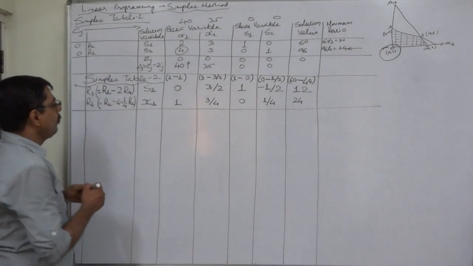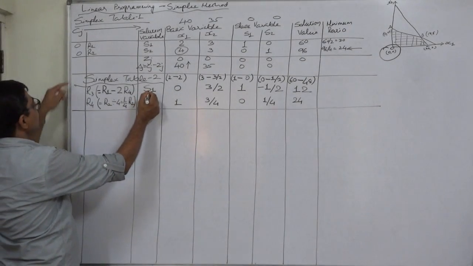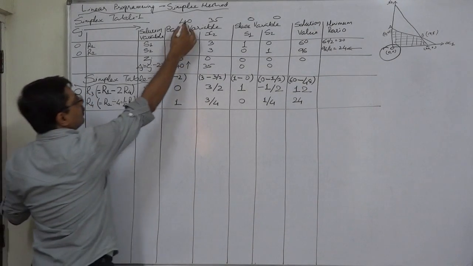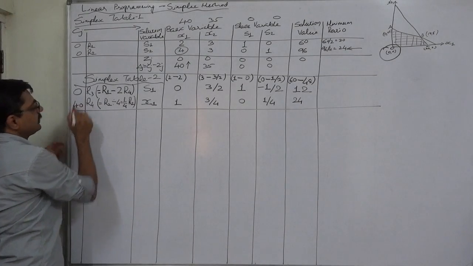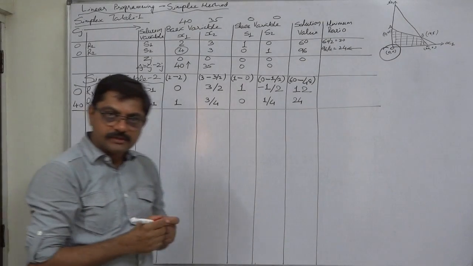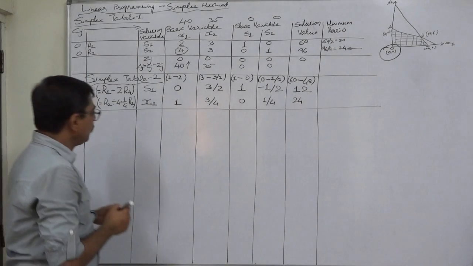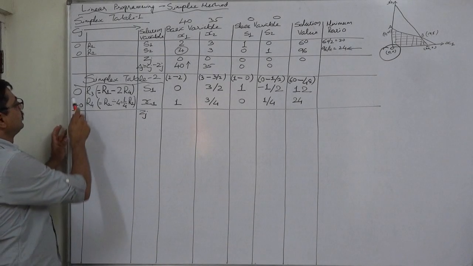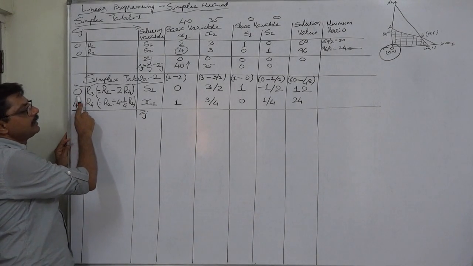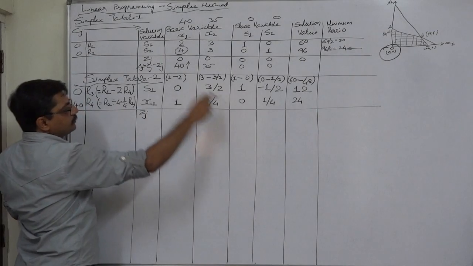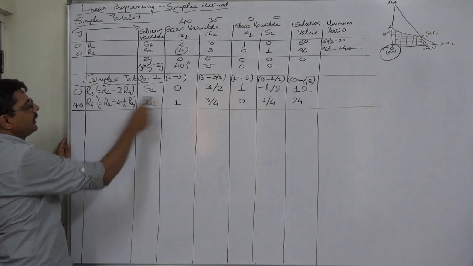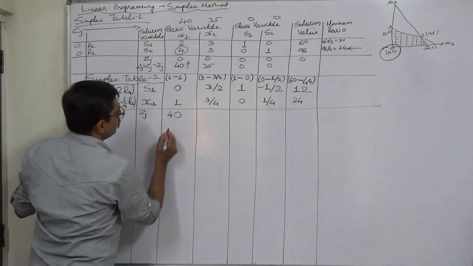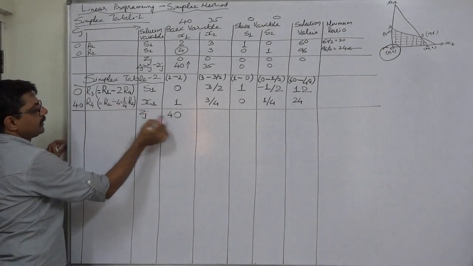Now the Cj values, for S1 it is 0, for X1 it is 40. These are nothing but the coefficients of the respective variable from the Z function. Now we can find out Zj. Zj is the coefficient from the Cj column, multiplied with all other values, and then columnar addition. 0 into 0, 0, 40 into 1, 40, 0 plus 40 equals 40. 0 into 0 plus 40 into 1, 40.